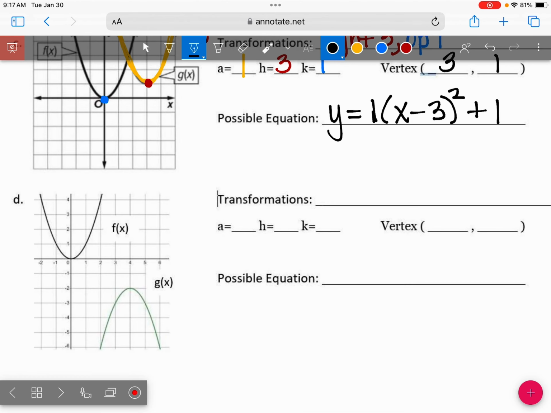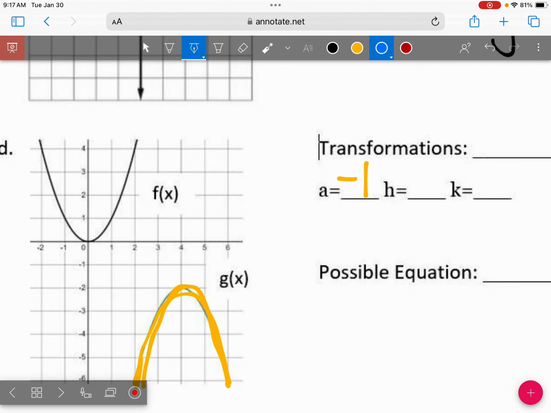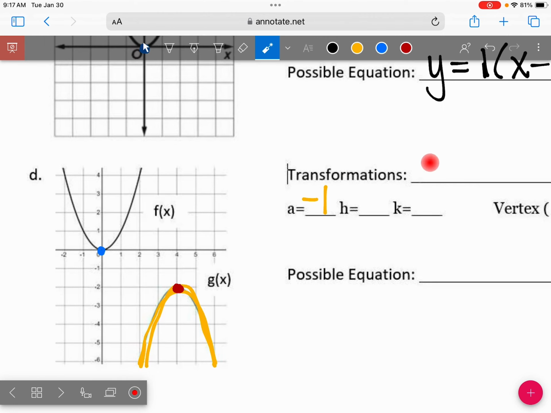All right, let's look at D. When I'm looking at this one, I'm noticing that it went upside down. So that means that A for this one is -1. All right, so to get from this point to this point, I go to the right 4. So I want you to write that, right 4. Which means H is +4.